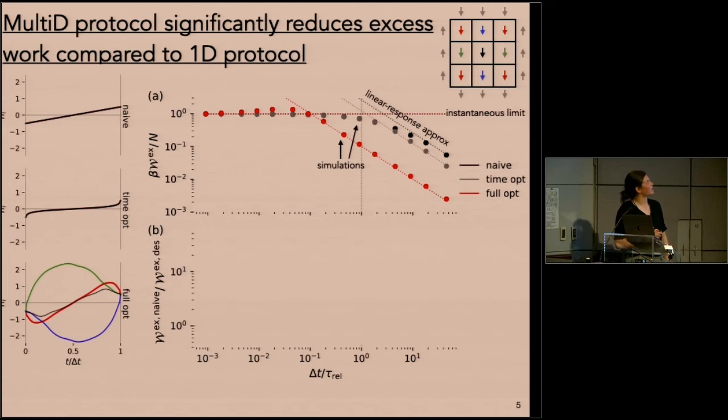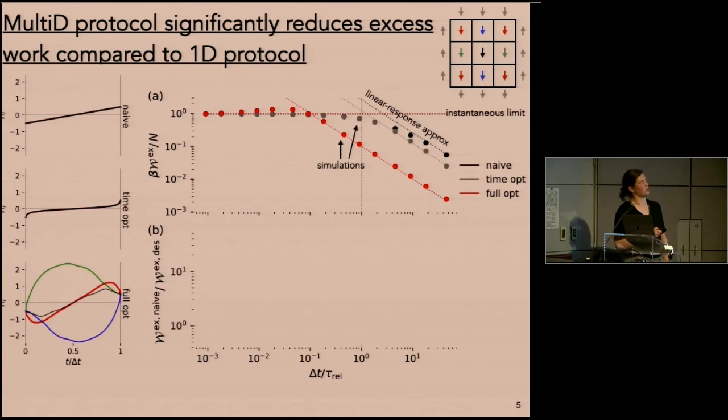So that's what we're looking at here. We're comparing three protocols. One is just a naive protocol where all fields are changed at a constant velocity. The next one is the time optimization, where again all the fields are changed at the same time, but we have optimized the speed at which they are changing, and then this fully optimized four-dimensional control protocol. So to look at how well they do, we make a plot.